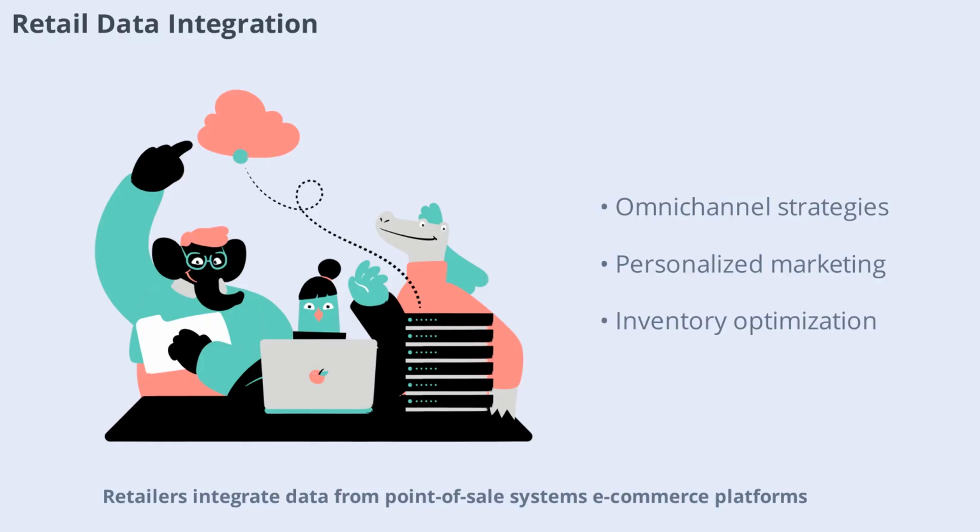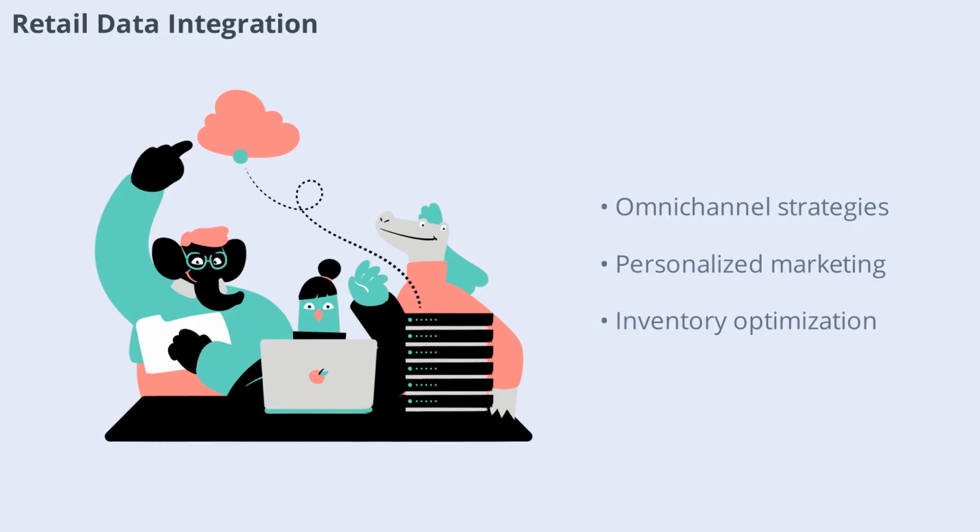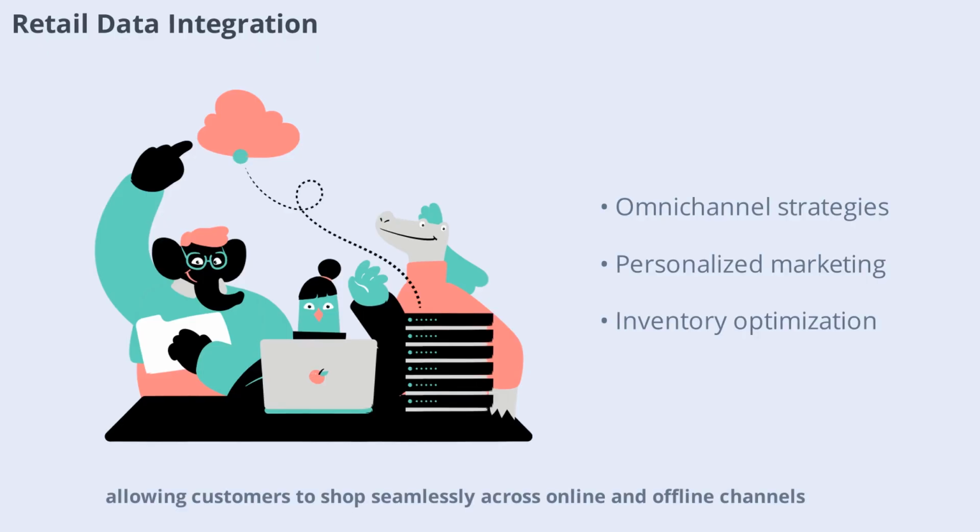Retailers integrate data from point-of-sale systems, e-commerce platforms, inventory databases, and customer loyalty programs. This unified data enables personalized marketing, demand forecasting, and inventory optimization. Retail data integration also supports omnichannel strategies, allowing customers to shop seamlessly across online and offline channels. The result is a better shopping experience and increased sales.